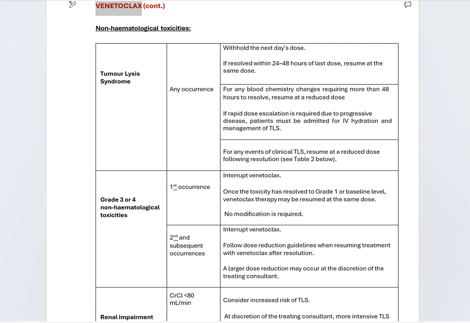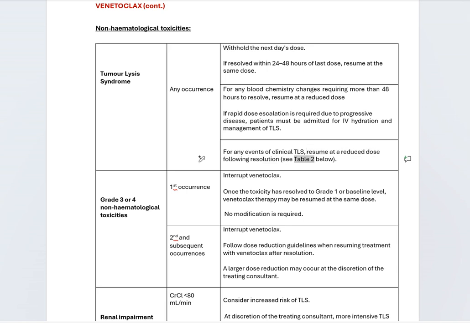Venetoclax, continued. Non-hematological toxicities. Tumor lysis syndrome. Any occurrence. Withhold the next day's dose. If resolved within 24 to 48 hours of last dose, resume at the same dose. For any blood chemistry changes requiring more than 48 hours to resolve, resume at a reduced dose. If rapid dose escalation is required due to progressive disease, patients must be admitted for hydration and management of TLS. For any events of clinical TLS, resume at a reduced dose following resolution.